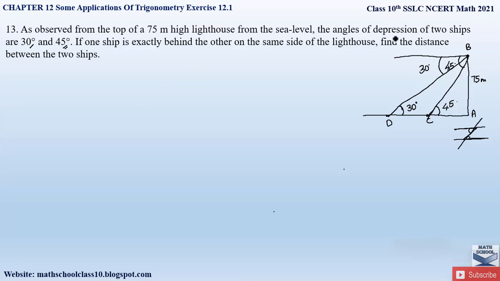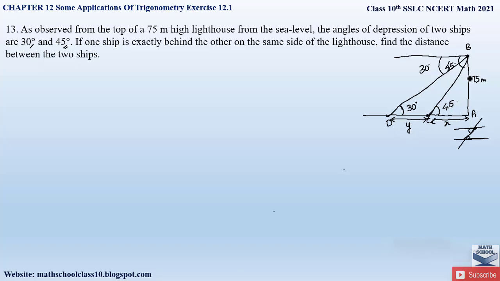And now what we have to find? We have to find the distance between the two ships. So C and D are the two ships. So we have to find this distance. So let us take this distance as Y, and also we write this distance from the foot of the lighthouse to the ship C. So let us take this distance as X, but we have to find out the distance Y here.